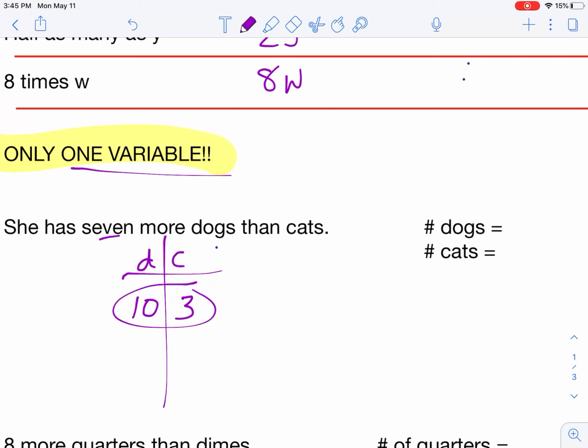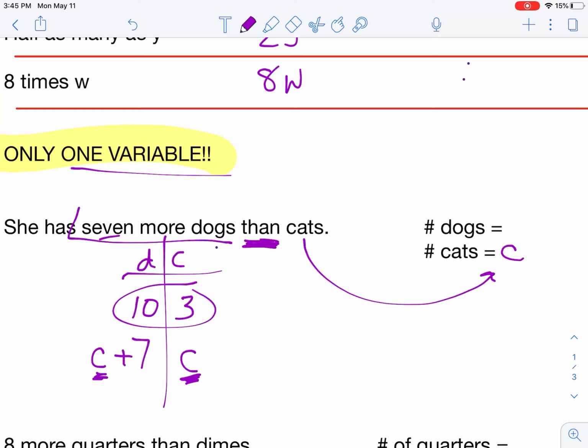7 more. Okay, so 7 more dogs. So I'm always going to have more dogs. So I'm going to take the cats and I'm going to add 7 to it, and then I should get the number of dogs. And would that work if C was equal to 3? Yeah, if C was equal to 3, then my dogs would equal 10. So I'm going to make the part that says "than" often is going to be my variable that's just plain C. And I know that I have 7 more. I have more dogs, so I'm going to go C plus 7. Notice, only one variable here.